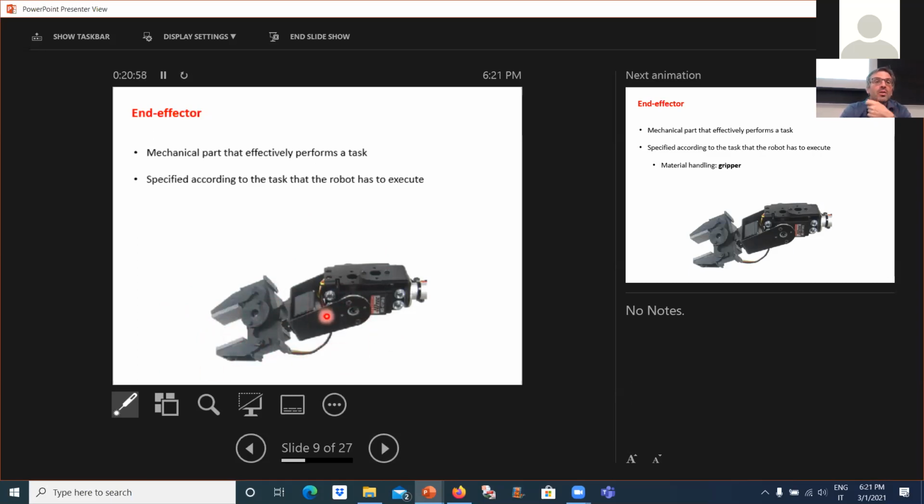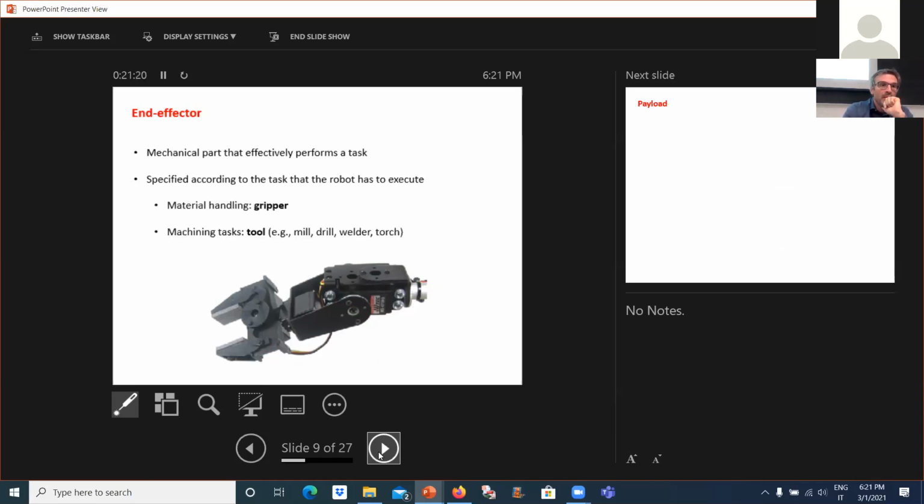If your customer, your employer, tells you, I want a robot that cleans a surface or paints a surface. If you want to paint, you will attach, how do you call it, a spray. Otherwise, you will attach another element. And as I said, in case you are handling objects or grasping objects, use a gripper. Otherwise, use the specific tool.